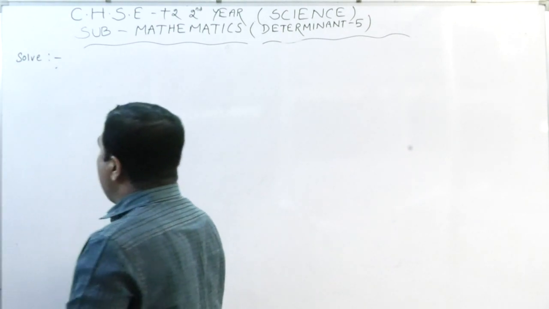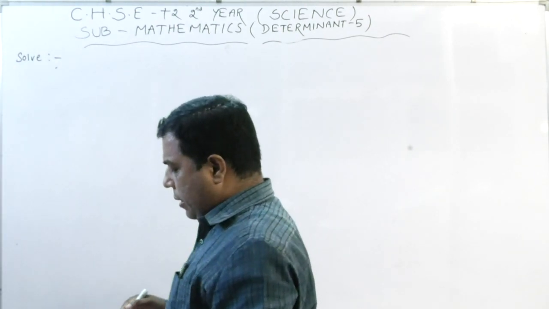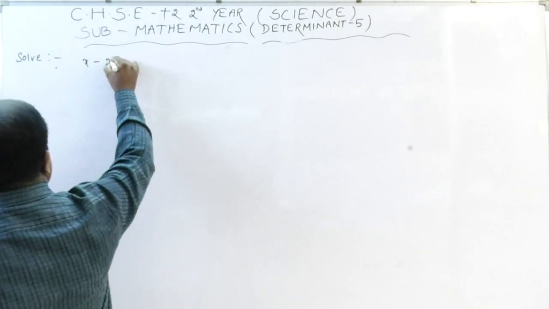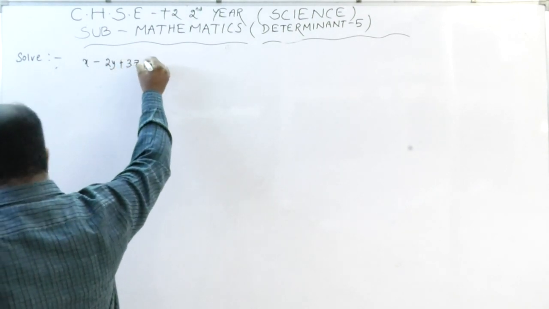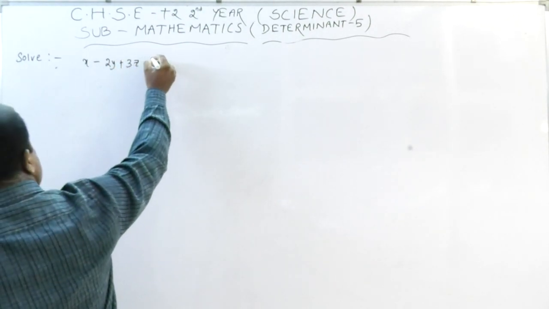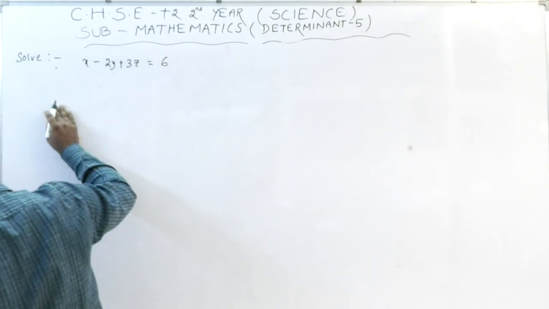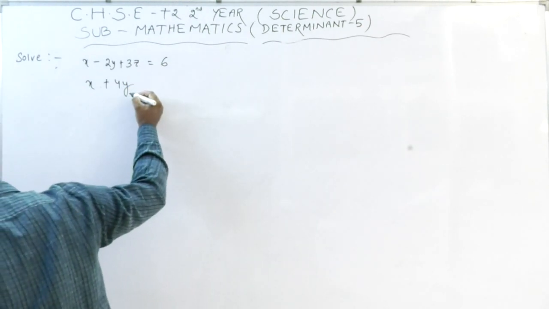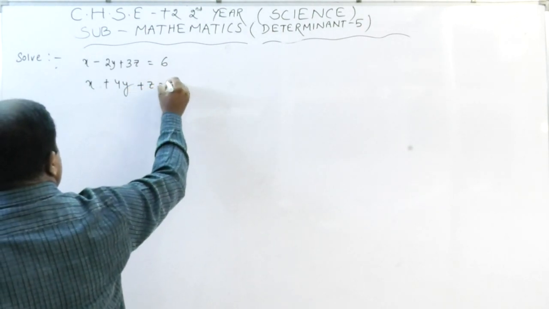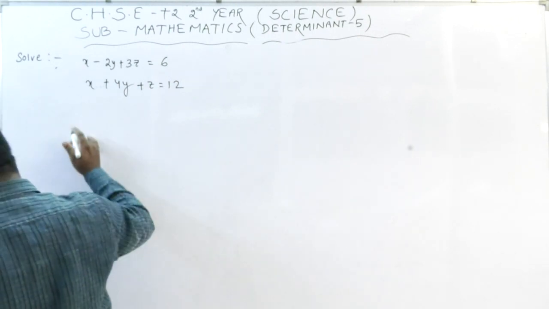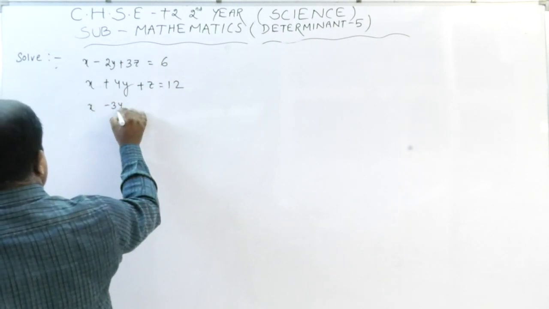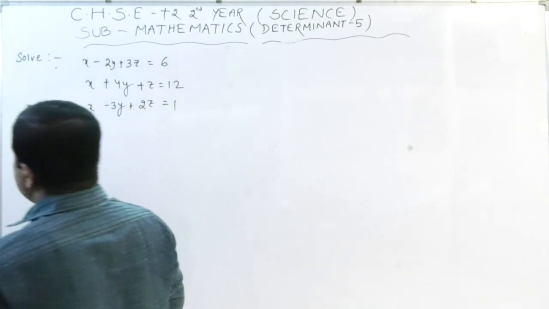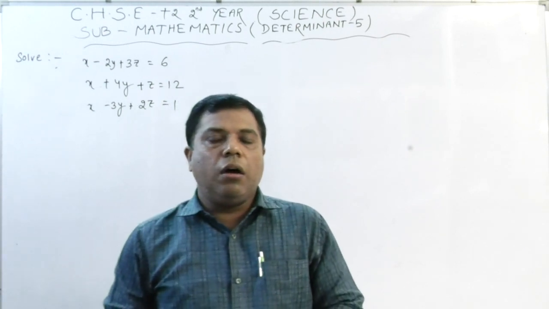So now we are going to solve one question, that is: solve x minus 2y plus 3z equal to 6, and x plus 4y plus z equal to 12, and x minus 3y plus 2z equal to 1. Okay, so this is the given system to solve.